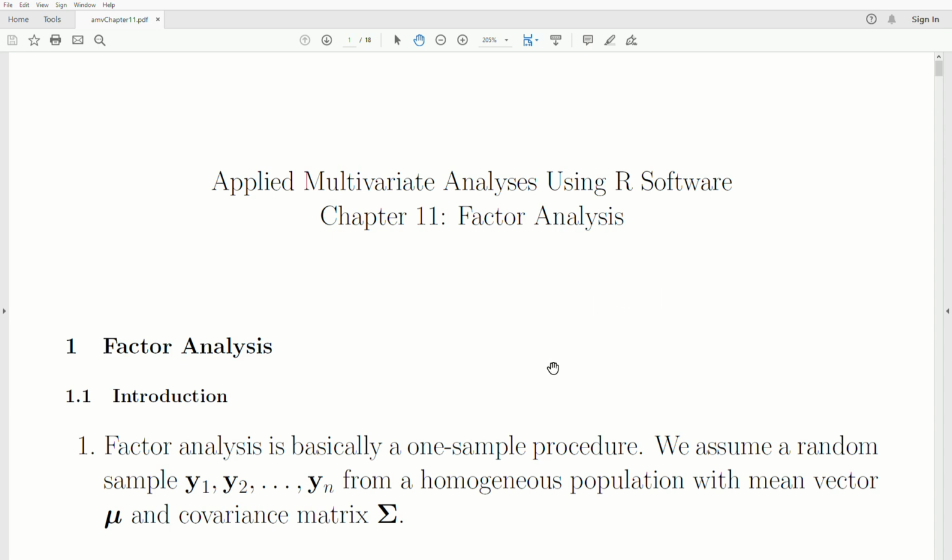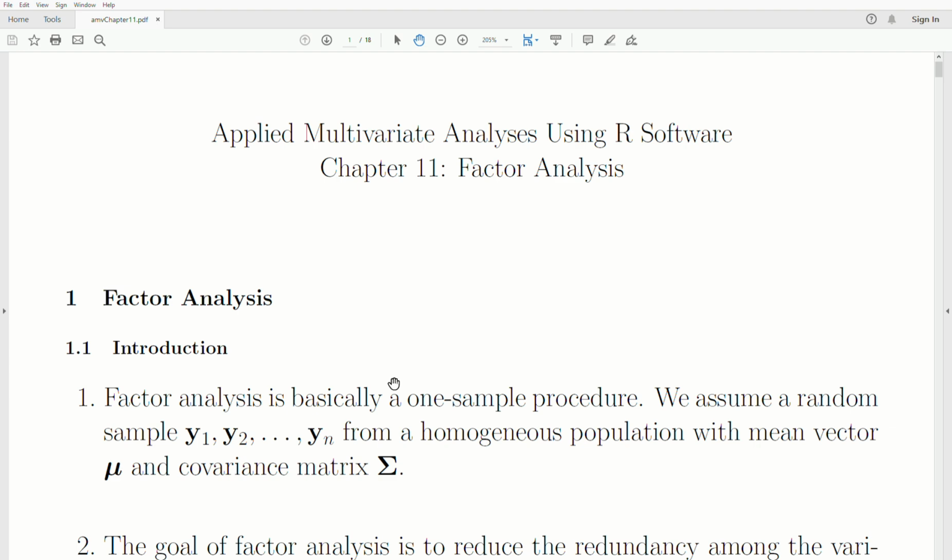Hello, this is the next video in a playlist that I'm calling Applied Multivariate Analysis, and we're in Chapter 11, part of this playlist that I'm calling Factor Analysis. And this is a brief introduction to factor analysis.